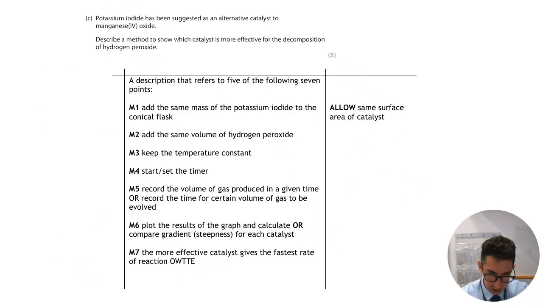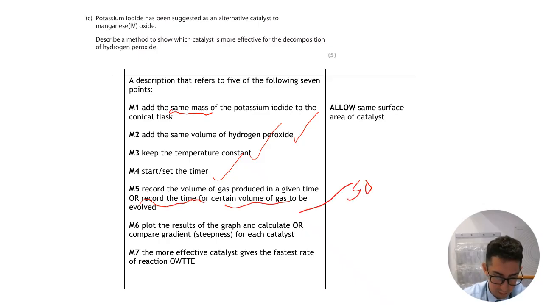Oh, I forgot to say that. I forgot to say, yeah, so same mass. We must use the same mass of the catalyst. We said same volume, same temperature, time it, record the volume of gas produced in a given time, or record the time. This is probably the better idea. I think it's what I said, to record the time for a certain volume. We said 50. So record the time, plot the graph and compare the gradient or steepness for each catalyst. And we said this one, the most effective catalyst gives the fastest rate, hence the steepest gradient.